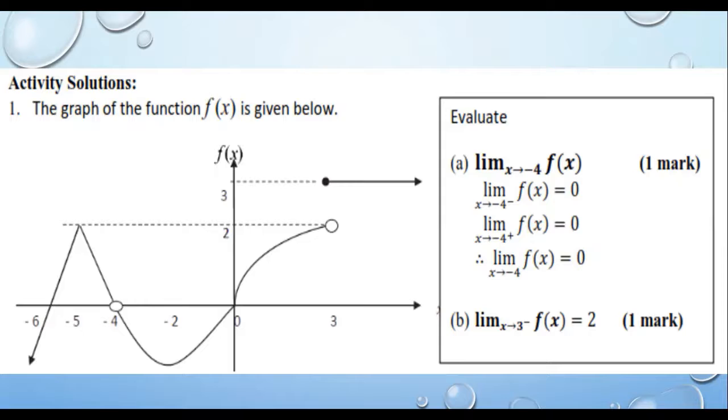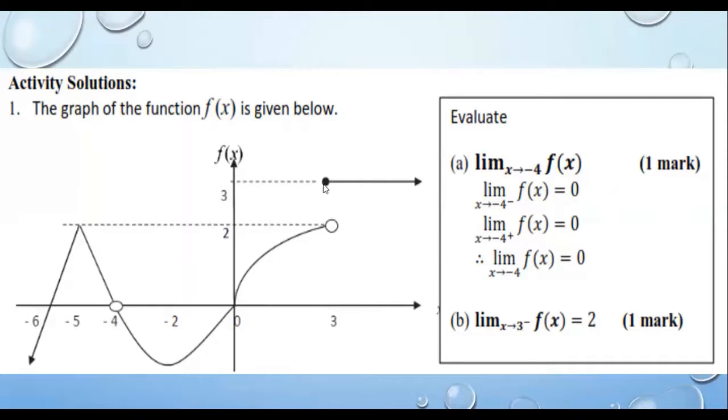Now, the limit as x approaches 3 from the negative side. The question says find the limit as x approaches 3 from the negative side, so you just have to find it from the negative side, which is this side. When you come from this side, you look for the x value of 3, and the graph you meet is this graph. At the x value of 3, the y value you get is 2. So the limit as x approaches 3 from the negative side is 2.